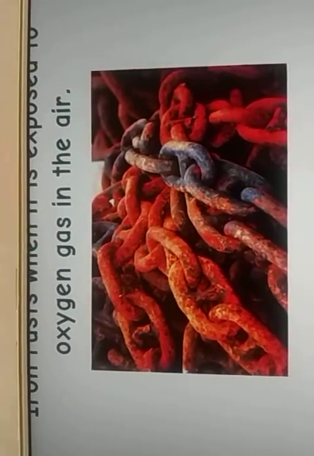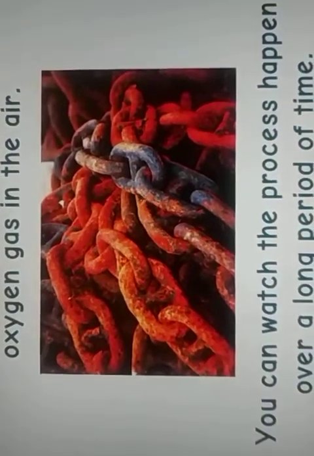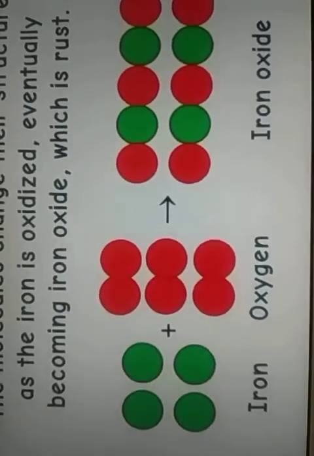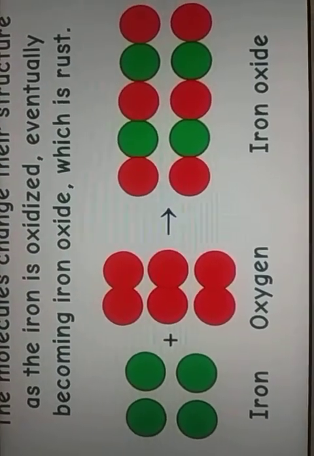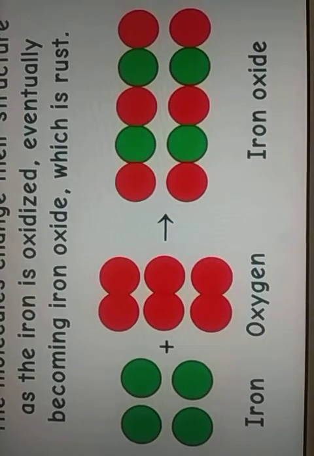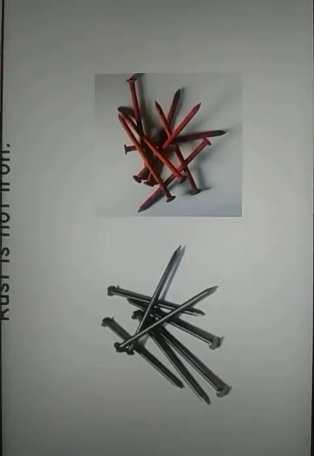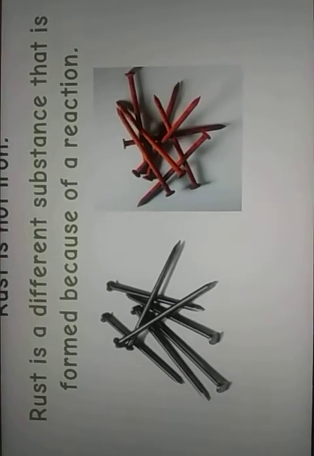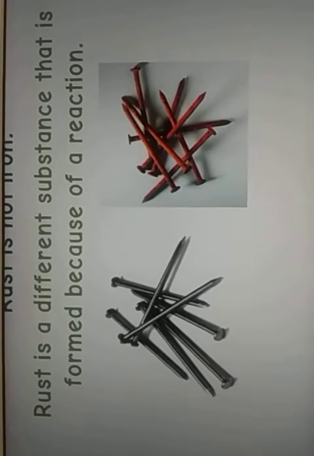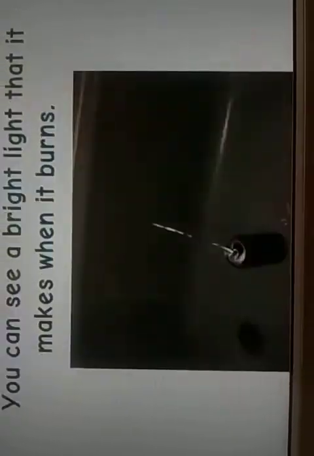Iron rusts when it is exposed to oxygen gas in the air. You can watch the process happen over a long period of time. The molecules change their structure as the iron is oxidized, eventually becoming iron oxide, which is rust. Rust is not iron. Rust is a different substance that is formed because of a reaction. So rusting of iron is a chemical change.